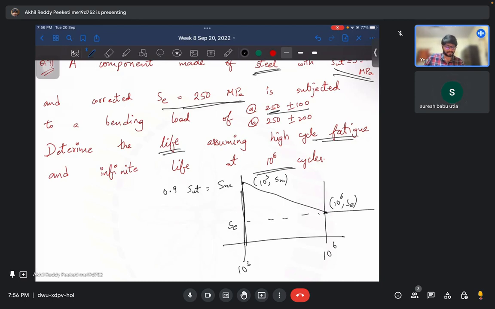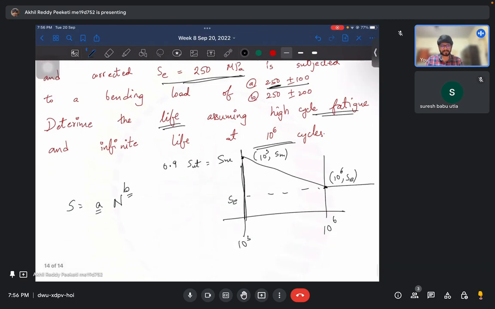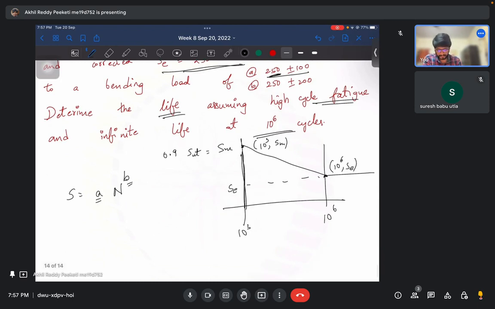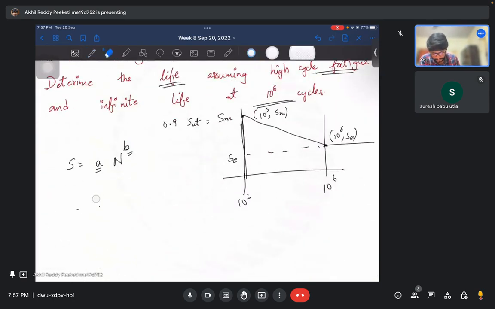Now previously with these two data points, we were used to estimate S equal to A into n power B. We estimated these constants and then directly used them to estimate the life. But now we have mean stress. Because of that, we need to estimate the effective amplitude. Like to use this graph, we need to find an effective alternating stress. That will come from the modified Goodman criteria. So first let's just do this S-N curve. We have one point as 10 power 3, Sm is 0.9 into SUT. Okay, let's just do this.